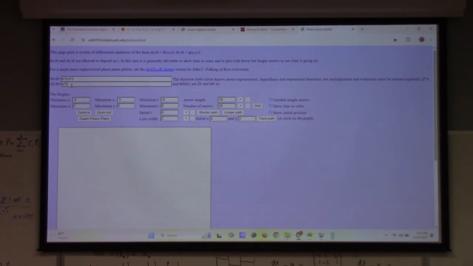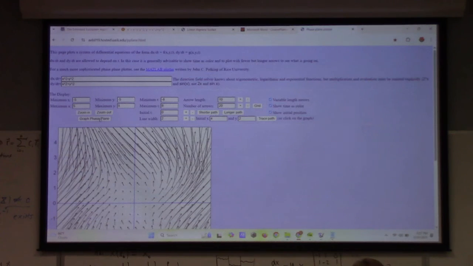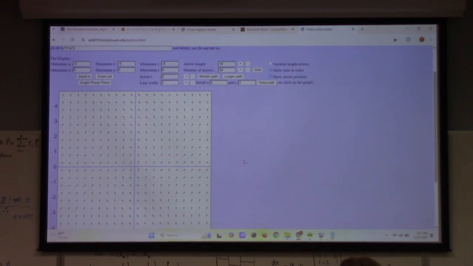So yeah, I can't solve it, but I can visualize it. I can look at what the direction field for this system of differential equations looks like. This is the so-called phase plane. Let's not put variable length arrows because they're annoying. And there we go. And then if we click, clickety click, it will numerically generate some solutions. So something funny's happening there.